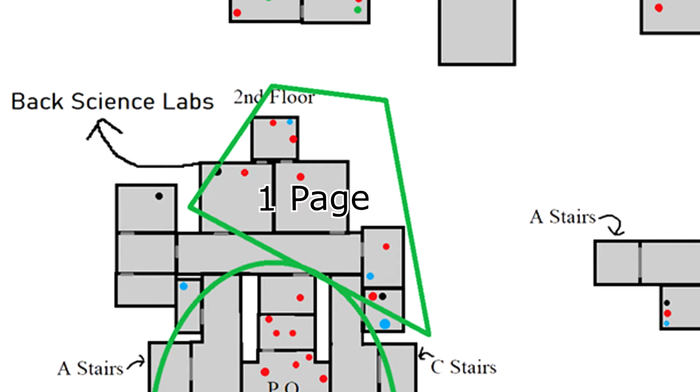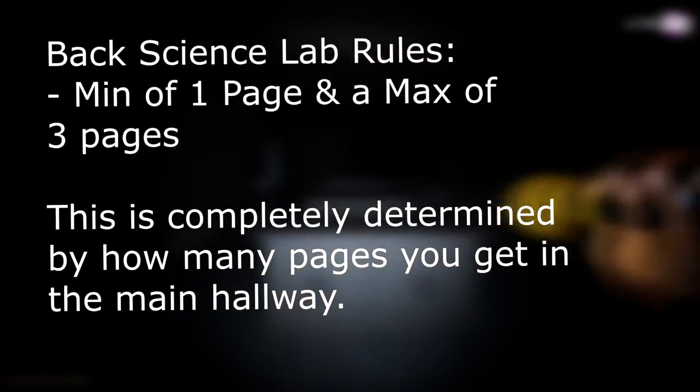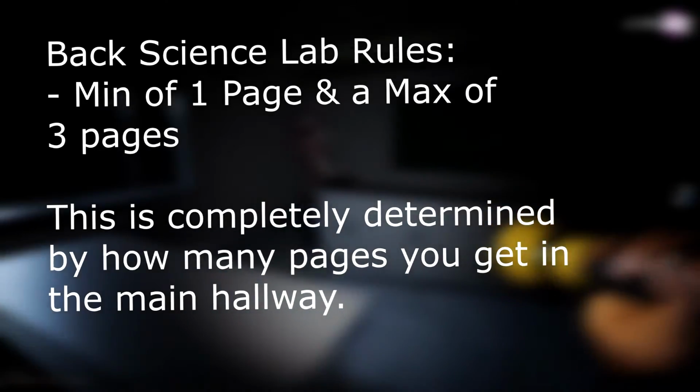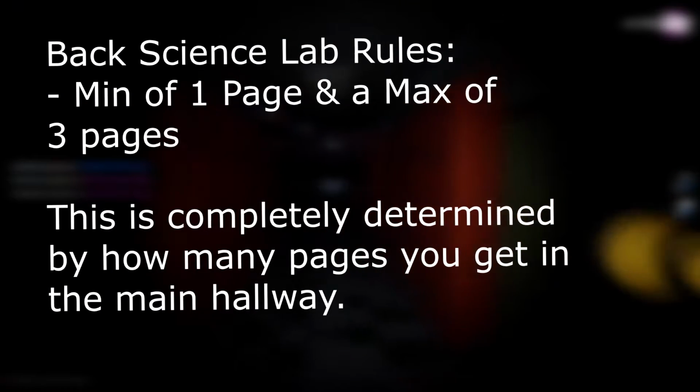Now for back science labs. In an ideal situation, which is 2 pages in main hallway, you will have 1 page in all of back science labs. So if you check the first closet and you get a page, then you know there isn't anything else. However, this area becomes a little complex when you don't get that ideal situation. The page spawns in back science labs can technically have 1 to 3 pages, a minimum or guarantee of 1 and a maximum of 3. You can determine whether you have 3 pages, 2 pages, or a single page based on how many pages you get in the main hallway, A side and C side.